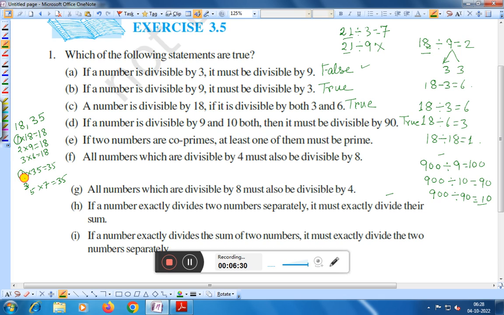That means these two numbers are co-prime, but here 18 and 35 are not prime numbers. The statement says at least one of them must be prime. That is not true, right? Here both the numbers are not prime. 18 is not prime and 35 is also not prime. That is, if two numbers are co-prime, at least one of them must be prime. That is false.